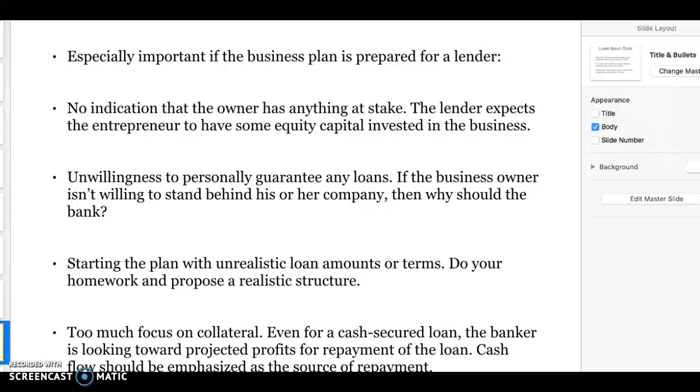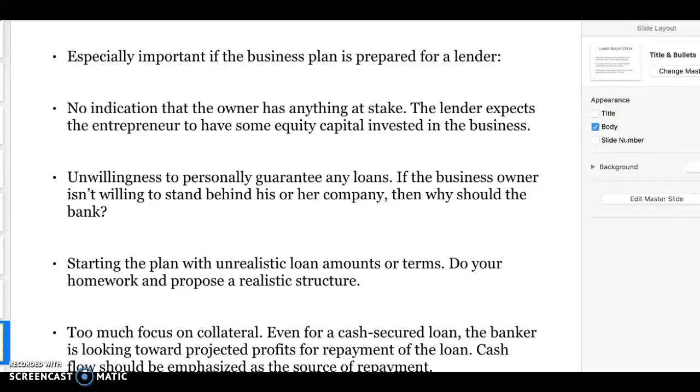I think it's especially important, and this is getting into the money side, that the business plan is prepared for a lender. You want to see no indication that the owner has anything at stake. Any unwillingness to personally guarantee any loans, that's a red flag. And then too much focus on being unrealistic, saying like, well, we're going to borrow $500,000. Okay, well, how are you going to repay that plus more money back later on?